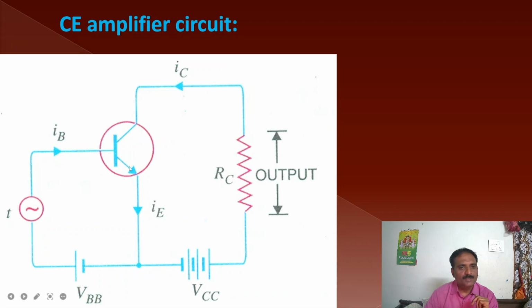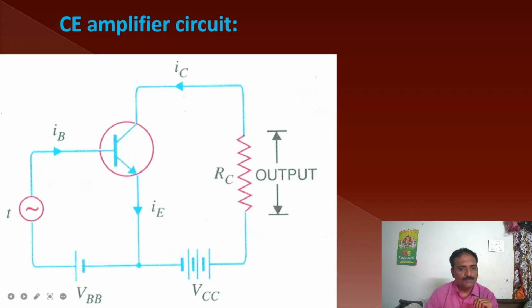This is the base terminal, emitter terminal and collector terminal, and the direction of the arrow indicates the direction in which the base to emitter junction is forward biased. From this we can say that this particular transistor represents an NPN transistor. The collector is N type here, the base is P type, and the emitter is again N type. These are the connections which we have to give for this particular CE amplifier.